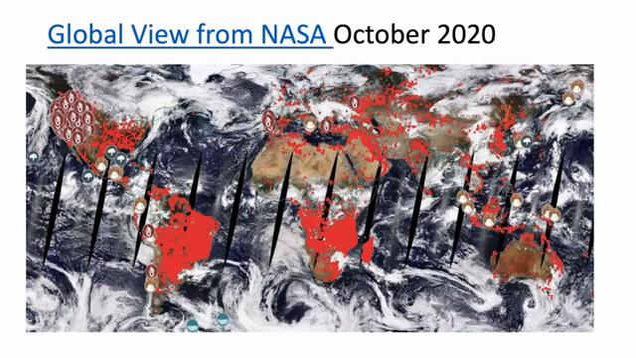This image shows a global view from NASA in October 2020. Notice the places where there are currently burning forest fires. You can see here, look at all of those in the Pacific part of the United States.